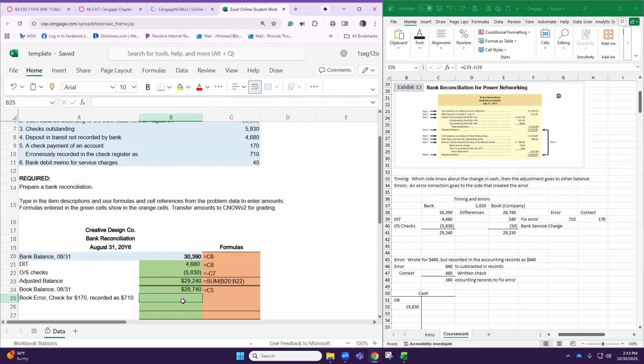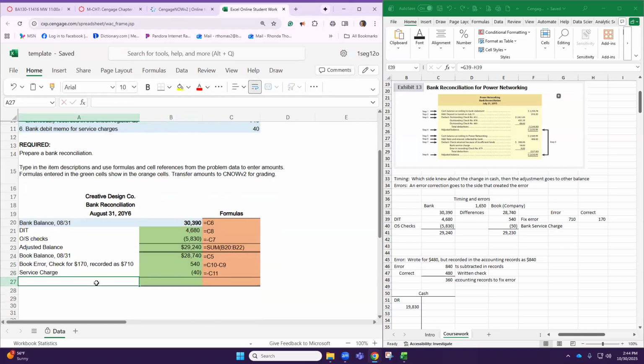So here's what we're going to do. We're going to take 710 and subtract 170. And that's going to be adding back $540, right? And then the last one is the service charge from the bank. Service charge, we go negative $40.